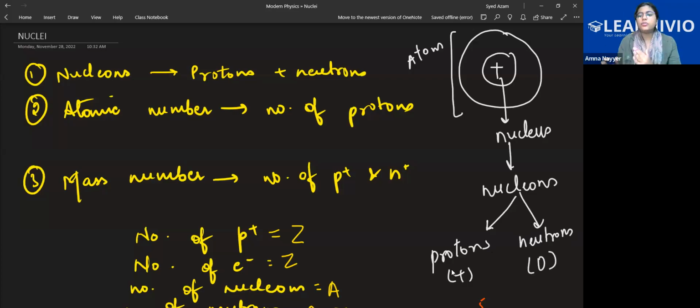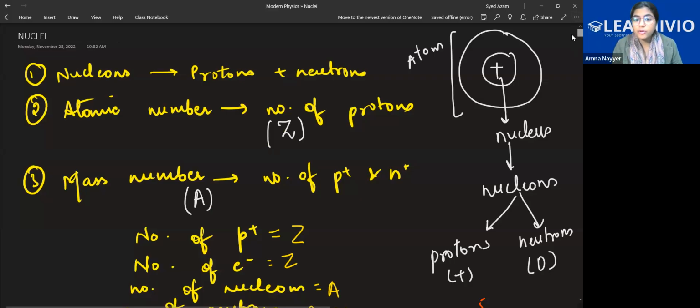Collectively, protons and neutrons are called the nucleons. So your nucleus is made up of nucleons. This is the whole concept of it. Now, the number of protons is called the atomic number, which is represented by the symbol Z. And mass number means the total number of protons and neutrons. Basically, the mass of the nucleons is called the mass number, which is represented by A. So Z and A, the entire nuclei formula and the theory part is based upon this.